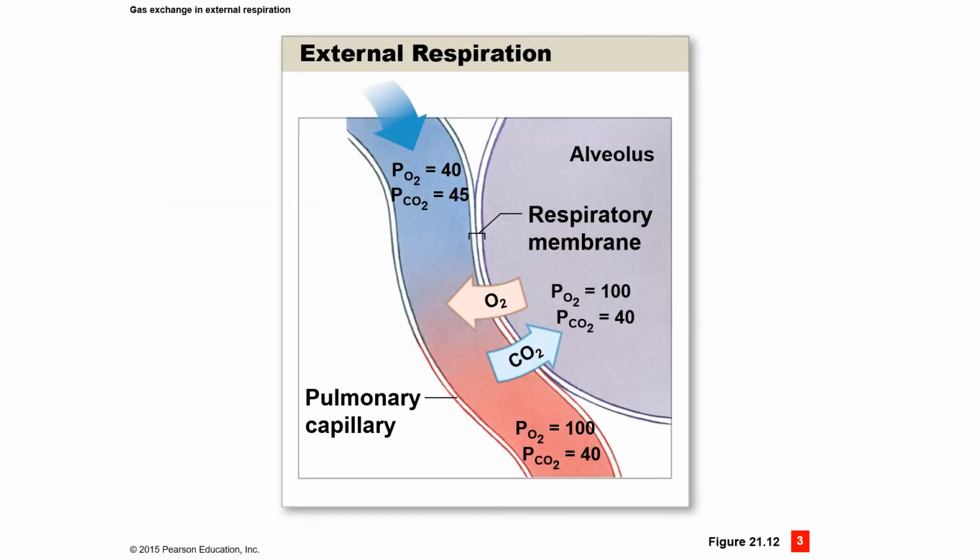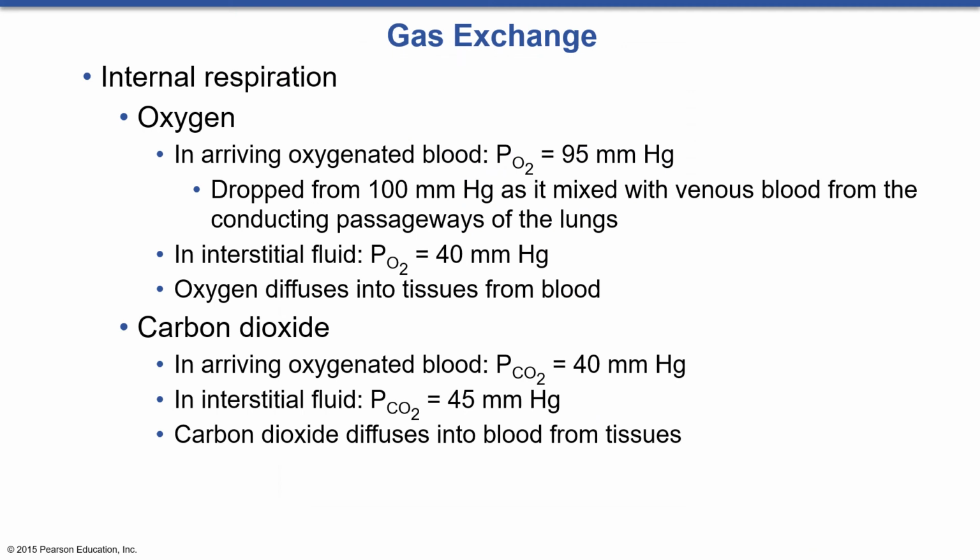Here we can see a diagram of external respiration of blood flow of the capillary in the alveoli. Blood will flow in from the pulmonary artery where the oxygen is lower and the CO2 is higher. And we can see that pressure of oxygen 40, exchanging with 100. And then the pressure of CO2 is 45, exchanging with 40, to where we actually leave going through the pulmonary vein as it exits the pulmonary capillary where we have oxygenated blood, with the pressure of oxygen being 100 and the pressure of CO2 being 40.